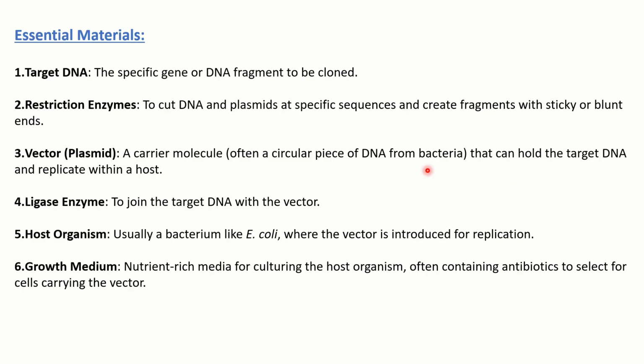So the essential materials of cloning: target DNA, the specific gene or DNA fragment to be cloned. Then we need restriction enzymes to cut DNA and plasmid at specific sequences. Then we need a vector like a plasmid. Apart from plasmid, there are many kinds of vectors used in cloning, like phagemid, yeast artificial chromosome, bacterial artificial chromosome. A plasmid is a carrier molecule, often a circular piece of DNA from a bacterium, that can hold the target DNA and replicate within the host.